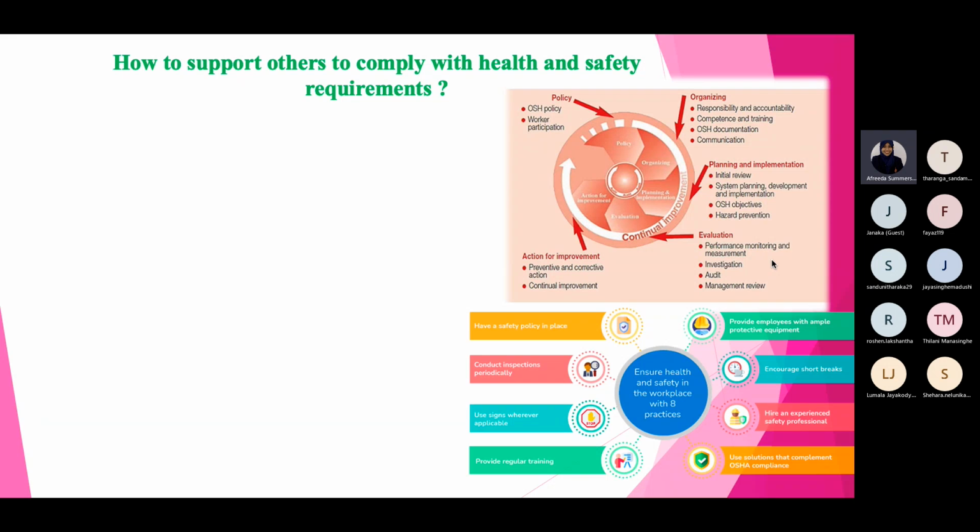Okay, so that is what you have to know when it comes to these 8 safety in the workplace practices, right? So the first one, again, if you go back to the topic, how to support others to comply with health and safety requirements, you must train the employees well. Okay, so this is basically trying to summarize the diagram that I was showing on the top. And the second one is you must reward employees for safe behavior, right?